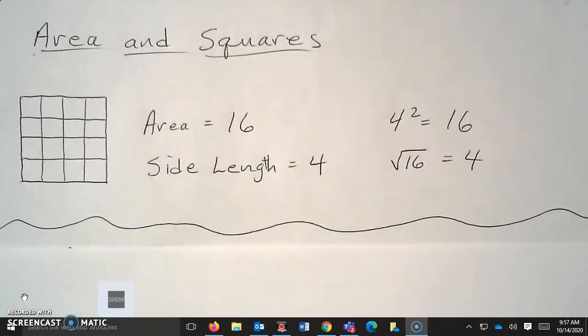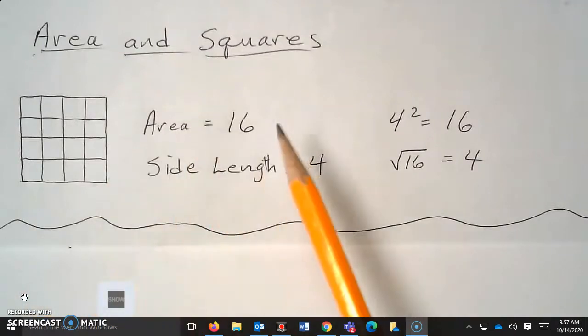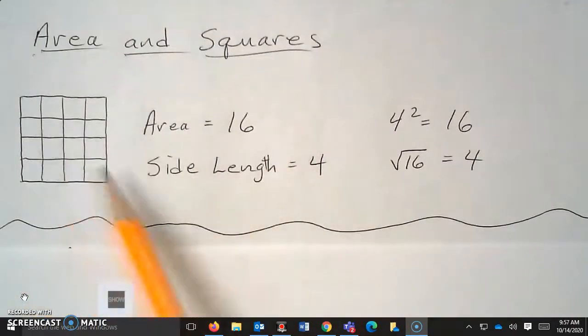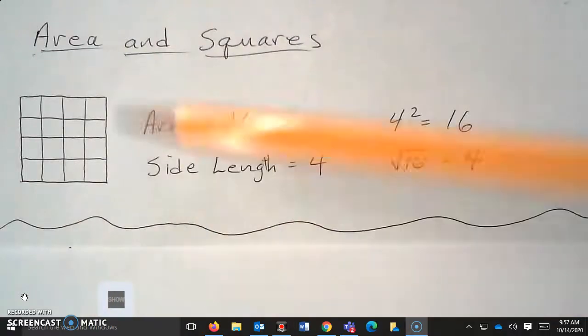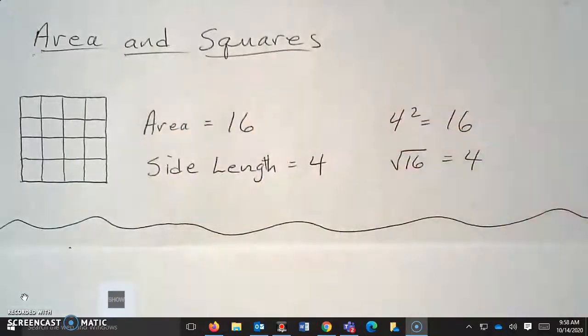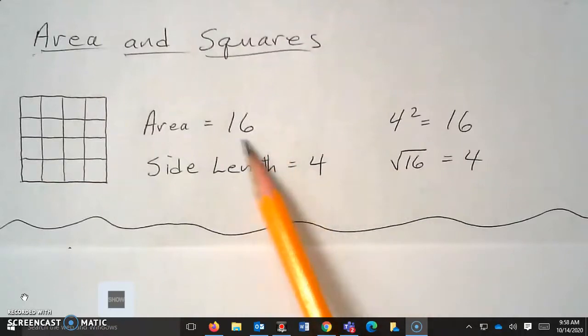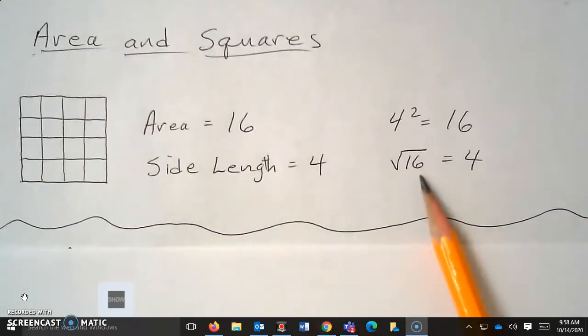It dealt with area and squares and the length of the side. So you can see I sketched a little square here, and the area is 16. There's 16 little squares inside there. That's what area really means in a way. And the length of the side is 4. You were always either given the area or the side length. Okay, if you were given the length of the side, you had to square that number to get the area. If you were given the area, you had to take the square root to get the length of the side.